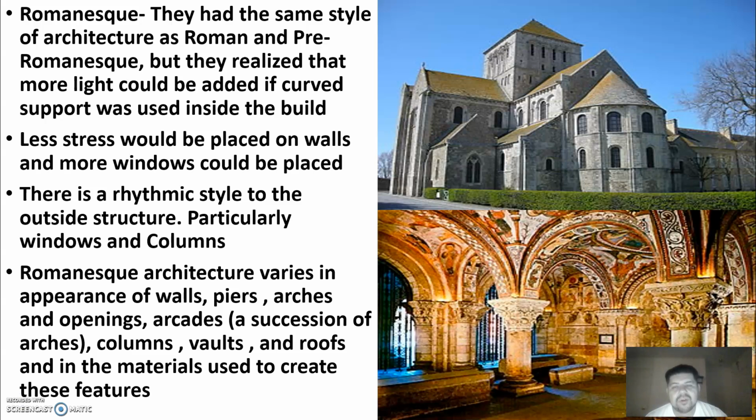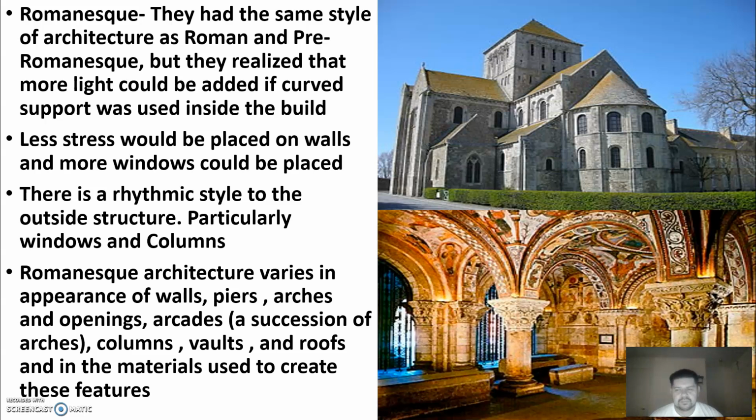All right. So the Romanesque, they had the same style of architecture as the Romans and the pre-Romanesque, but the thing is they realized that more light could be added if curved supports were inside the building as well. Not just on the sides, but inside the house as well. If they did that, that would create less stress on the walls. And that in turn could give more windows, bring in more natural light, you know.